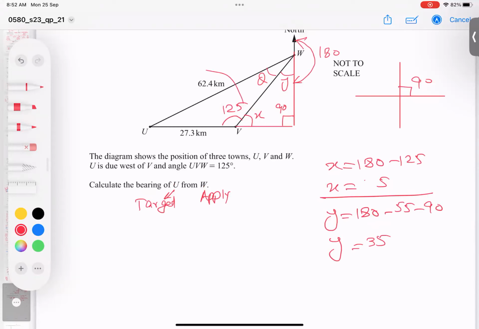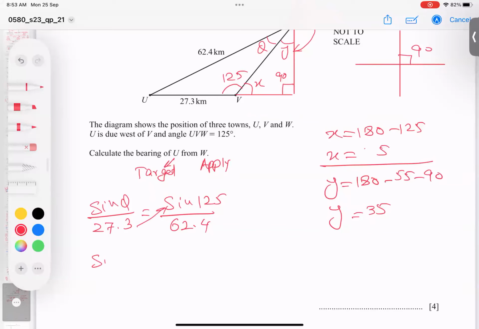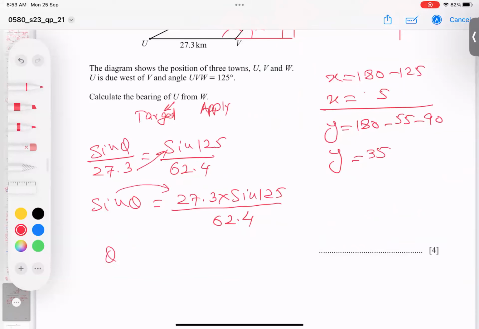Using the sine rule. This pair we know, and this pair, and one is unknown. So what is the way? Sine theta divided by the opposite side, this one, 27.3, equals sine 125 over 62.4. Now I bring this value over, so that sine theta becomes alone: 27.3 times sine 125 over 62.4. And now I take sine inverse. So theta, when sine goes there, becomes inverse like this. Just typing in the calculator, I will get my answer, but not the final answer.